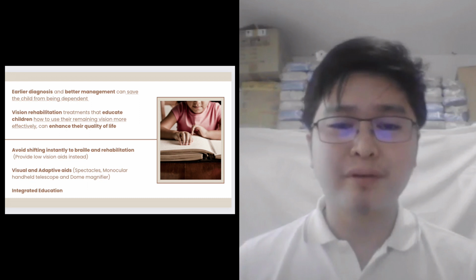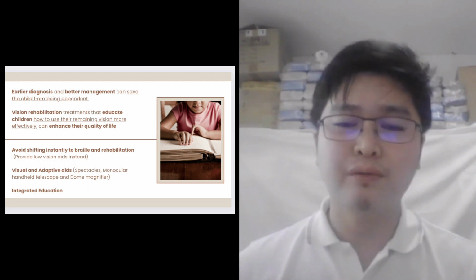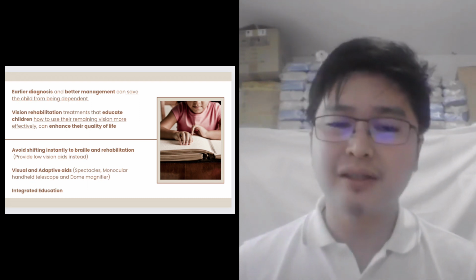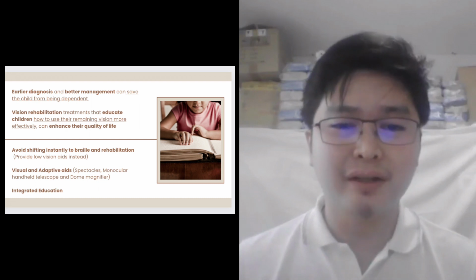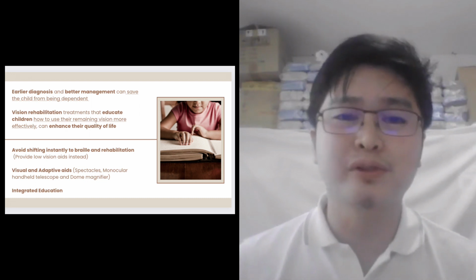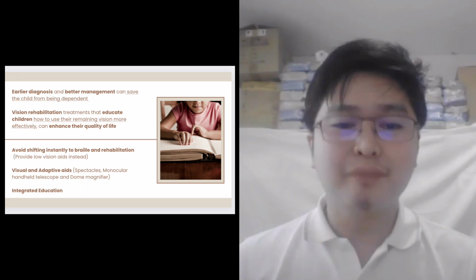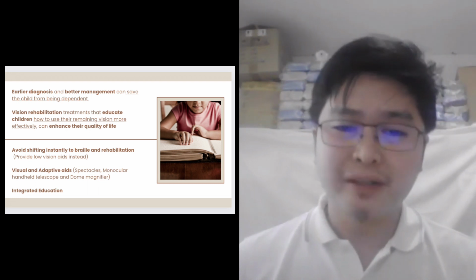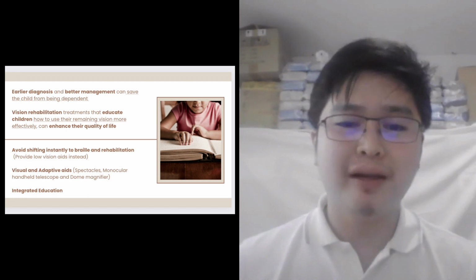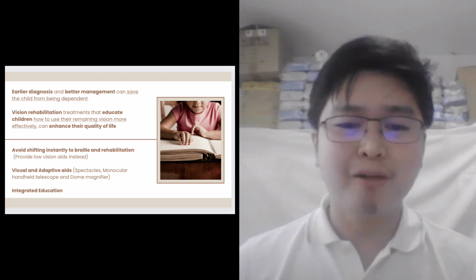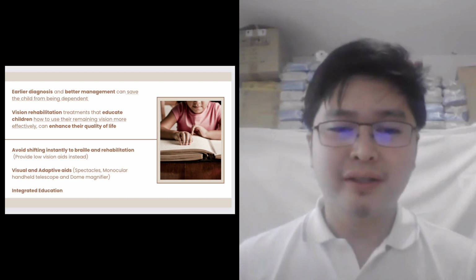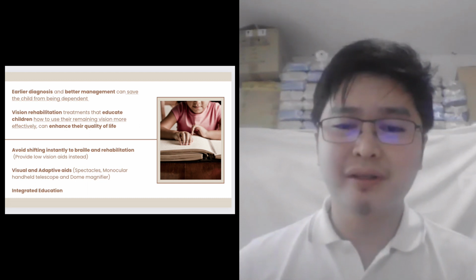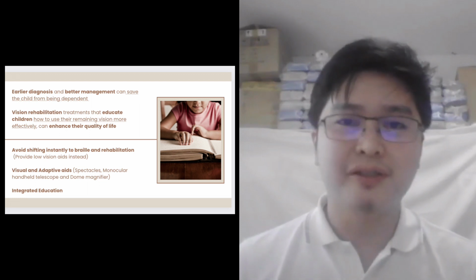For children with progressive ocular conditions leading to low vision, avoid shifting instantly to Braille and rehabilitation. Instead, provide them with low vision aids that may help in independent living and continuing education in normal schools. Several visual and adaptive aids like spectacles, monocular handheld telescope, and dome magnifier can help people regain or maintain their independence. When possible, integrated education for visually impaired children is preferred, not special education.